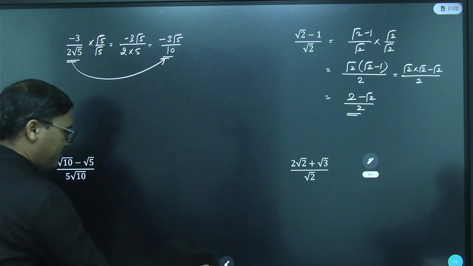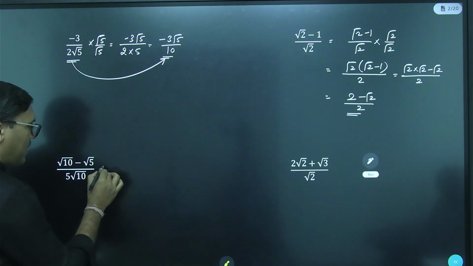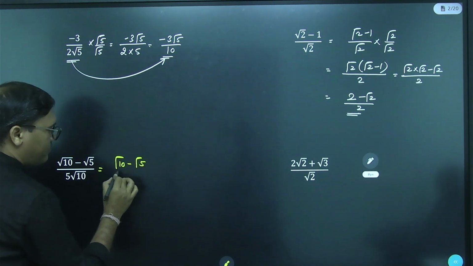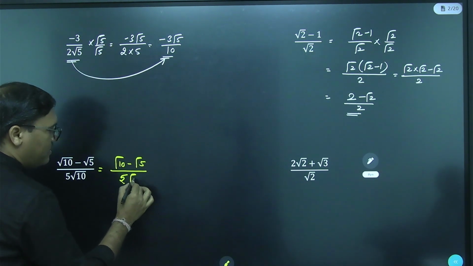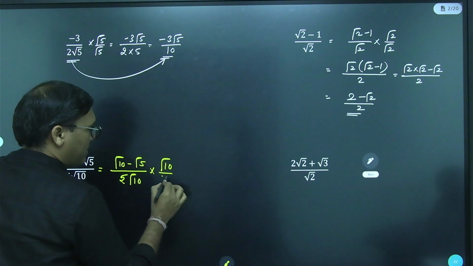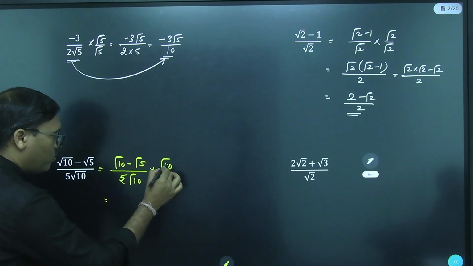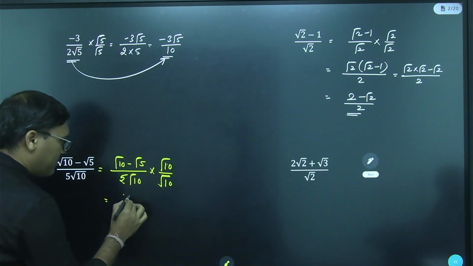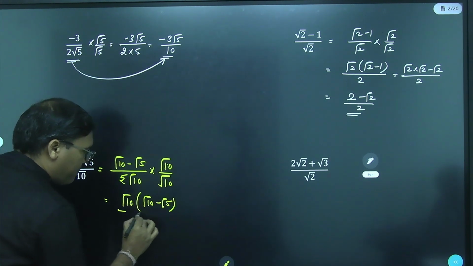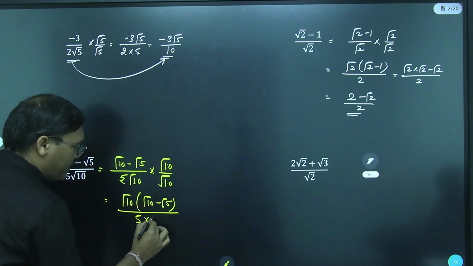Now let's say you have this question. In this question you have to rationalize the denominator. So how will you do this? So this is basically root 10 minus root 5 divided by 5 root 10. Now to rationalize this, I will multiply and divide by root 10. So now can I say this is root 10 into root 10? I will open this bracket. Basically this is root 10 multiplied with root 10 minus root 5, divided by 5 root 10 into root 10. So 5 root 10 into root 10 will become 50.